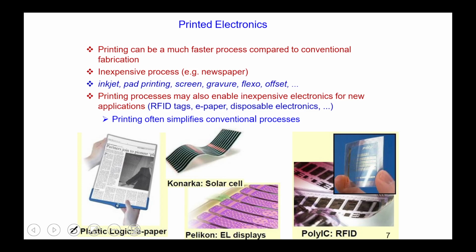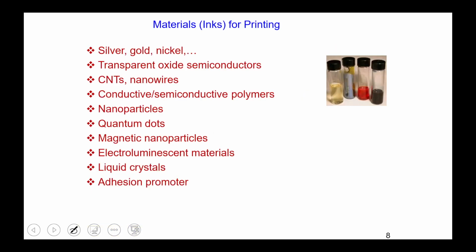So this is the printed electronics of flexible electronics. Printing can be a much faster process compared to the conventional, inexpensive process like the newspaper. We can print the newspaper. The inkjet printing process may also be enabled like that. We can manufacture RFID tags, e-paper, disposable electronics. So these are examples of applications of printed electronics.